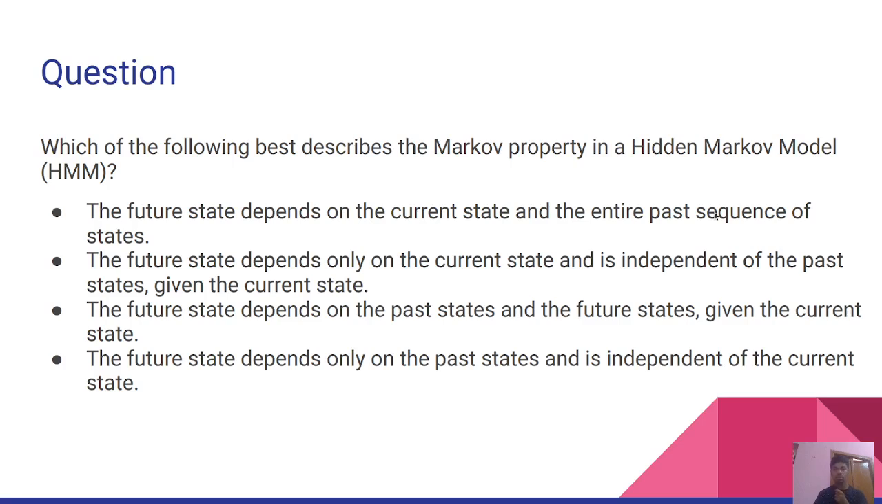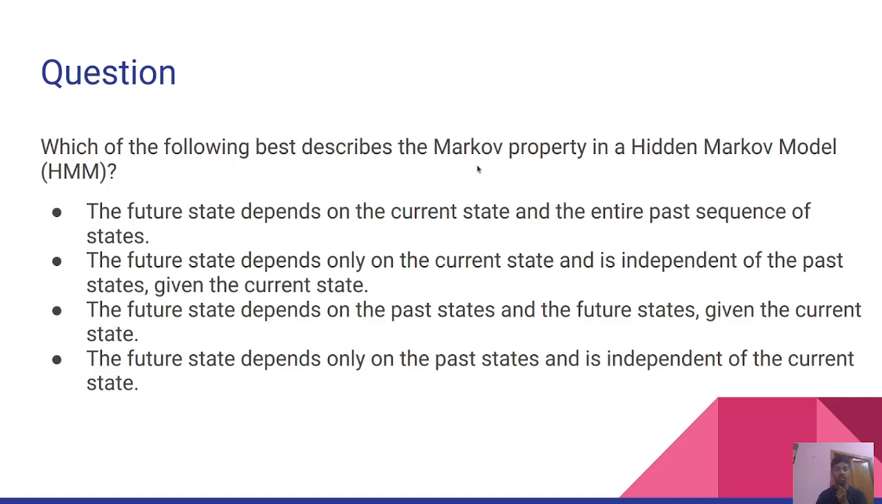Okay, so let's get started. The first question is an MCQ. We have four options, and we have to choose which one of them is correct. Only one option is correct. The question is: what is the property of the hidden Markov model? What are the assumptions that we are making about this model? What is the Markov property?